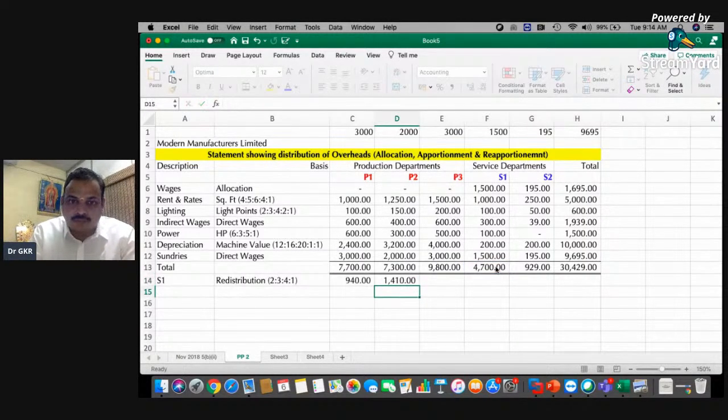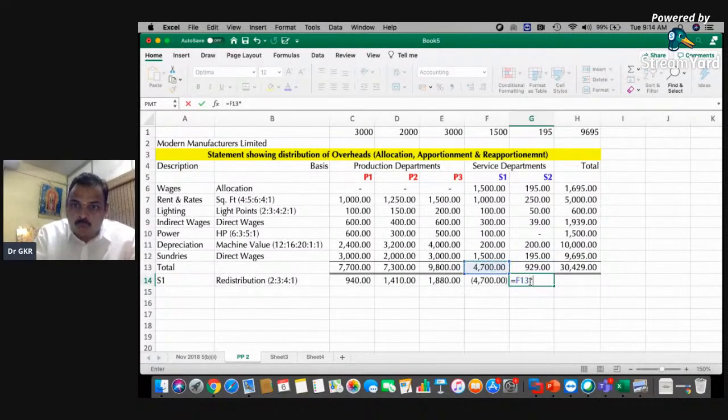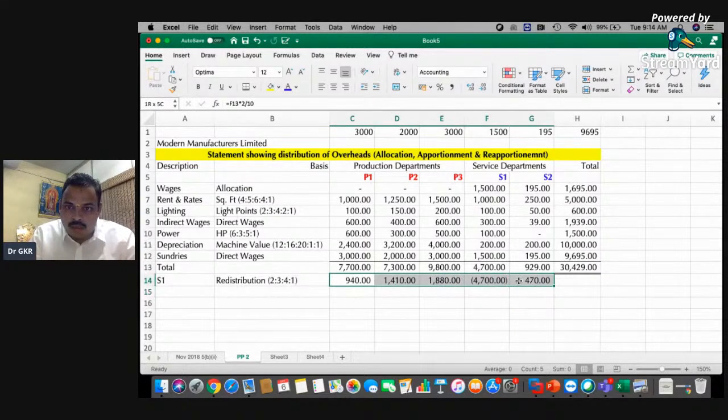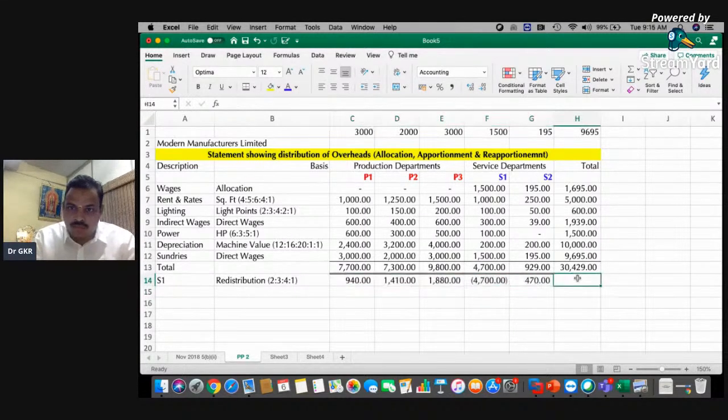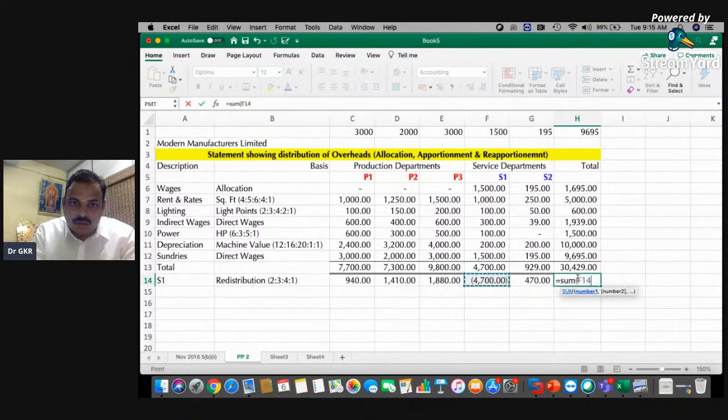Similarly, your 4,700 into 4 by 10. So this is minus 4,700. And this is 4,700 into 1 by 10. So it is 470. So the total 4,700 is gone. As far as sum is concerned, it is gone.